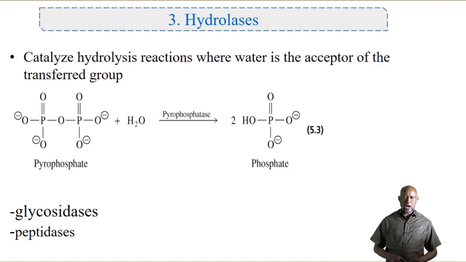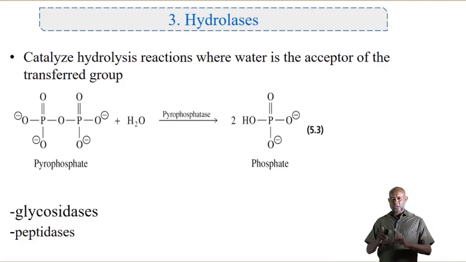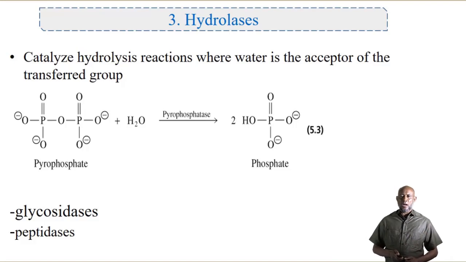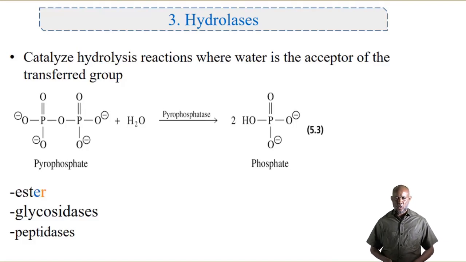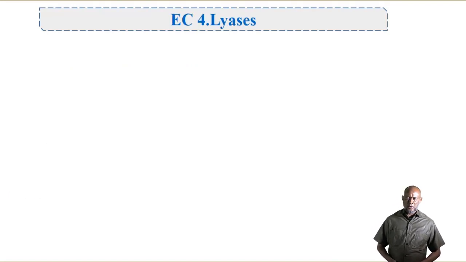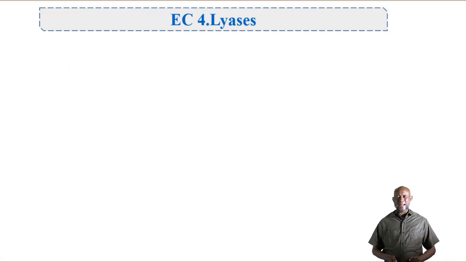If you look at pyrophosphate with water, the enzyme involved is pyrophosphatase. Therefore, phosphate is produced. The phosphate is the hydrogen acceptor, or the water acceptor. Typical examples are glycosidases and peptidases, okay? This is the third one. The fourth group, or EC4, is lyase.